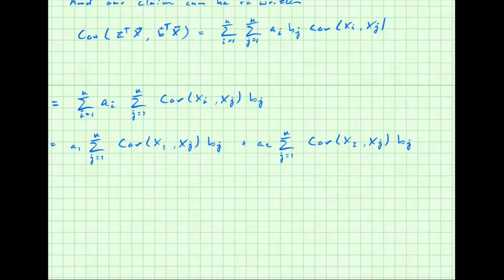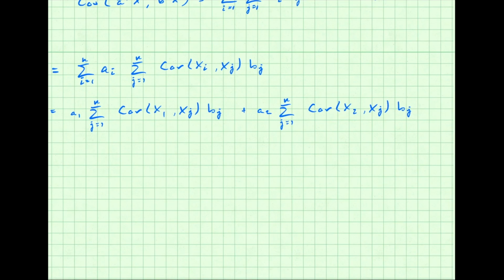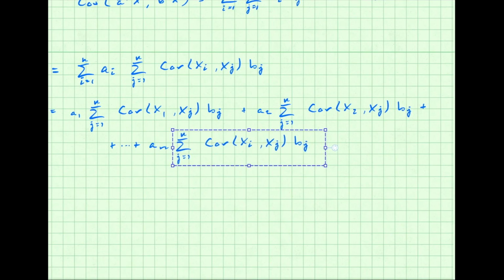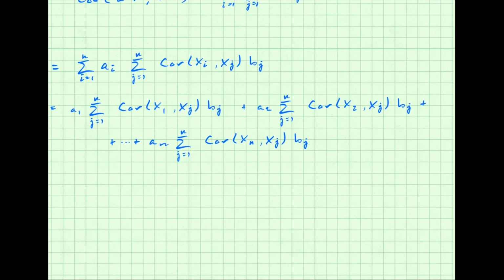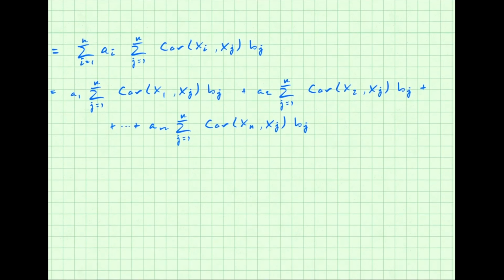Right? And then that keeps on going. So that's how this looks when you expand it out. And then here the i is equal to n. Now, if you stare at that long enough, you should be able to see this looks like another kind of dot product of two vectors.